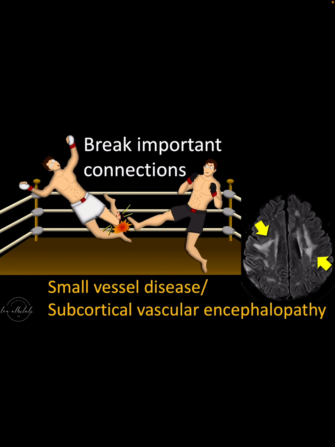Okay, what's the next way we can take someone down? Well, we can break their legs, break their important connection, right? Like if you break their legs, those important connections that keep them walking, they're not getting up. The same is true with infarcts. Small vessel disease, or subcortical microvascular infarcts, break important white matter connections, so different parts of the brain are no longer connected and they can't function.